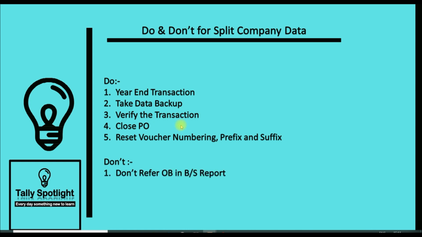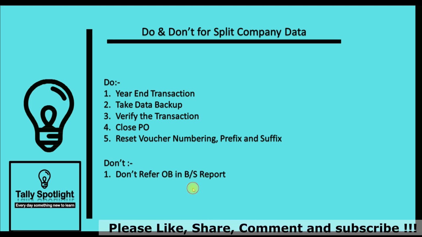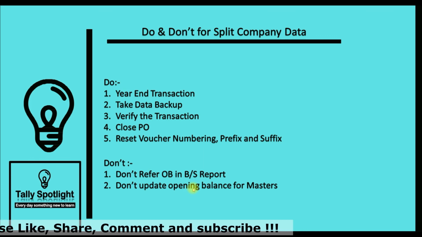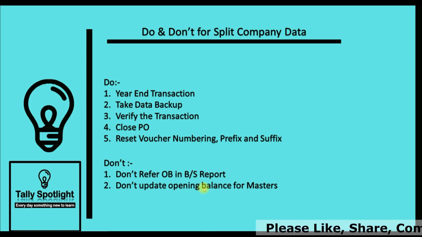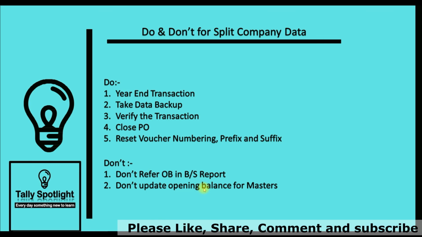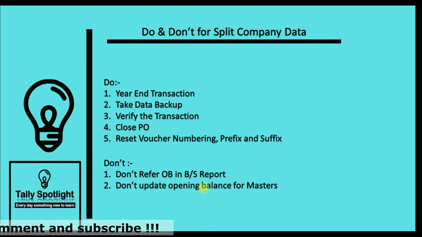Don't refer to the opening balance in the balance sheet report. Instead, go to the trial balance and check the opening balance there. Don't update the opening balance in the master for the current financial year. If you want to update it, first go to the previous financial year and update the closing balance correctly. That closing balance will be carried forward to the current year as the opening balance. So these are the major do's and don'ts for split company data. In this session we have covered how to do the splitting process, the pros and cons of this method, and the do's and don'ts of this method.